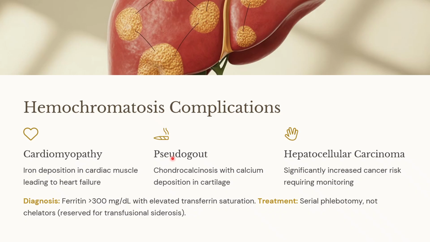How will we diagnose if the patient is suffering from hemochromatosis? We need to check the ferritin levels. When that is more than 300 milligram per deciliter, then it is a clue for hemochromatosis. How will we treat them? We need to reduce the iron overload; serial phlebotomy is the treatment. If you ask whether chelators can be used, chelators are not the effective treatment for hemochromatosis, but instead for transfusional cirrhosis, where the iron overload occurs because of repeated blood transfusion. In those cases, chelators can be used.